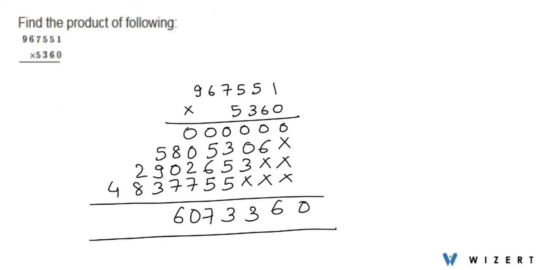So this will be equal to 18, 8, 1 carry, 11, 1, then 1 carry. So this is our final product and this is our answer.